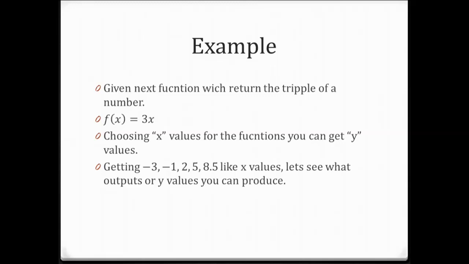But you must be clear here: I didn't choose negative 3, negative 1, 2, 5, and 8.5 because of something, or because of a condition that I have. No, I did it freely. I chose these because I want to. And you can choose any other values. In this case, I chose 5 values. You can choose any other 5 values, no problem.